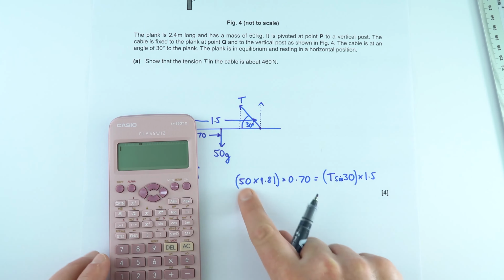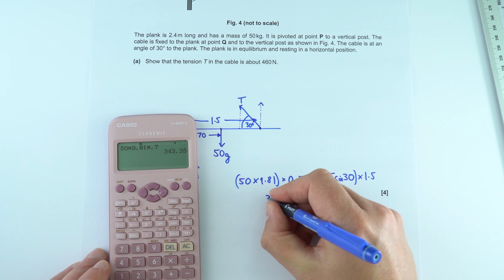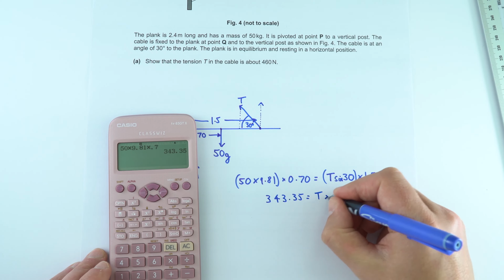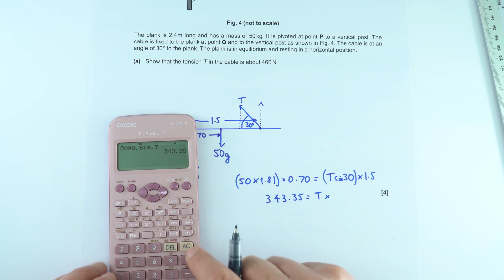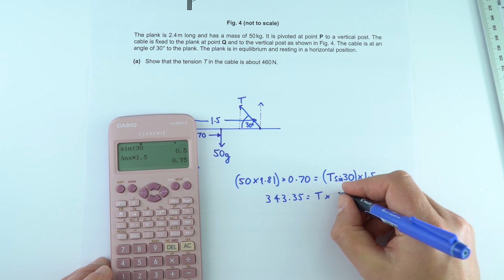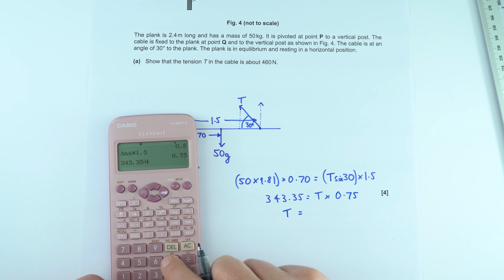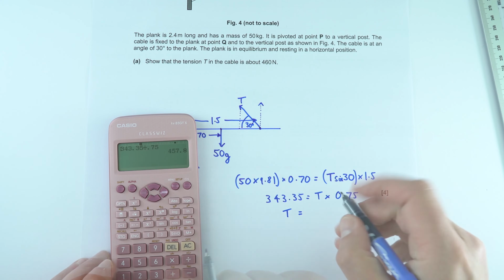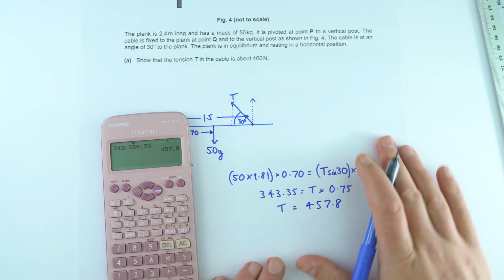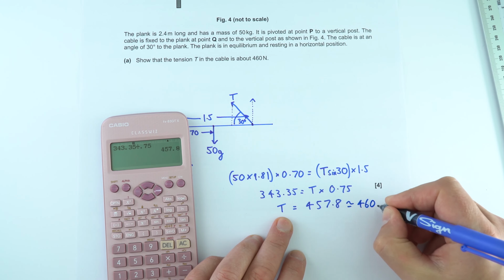But what I'm going to do on my calculator is just work out this side over here. So that's 50 times 9.81 times 0.7. So we can say that 343.35 is equal to T multiplied by sine 30 times 1.5. And sine 30 is a half, times 1.5 is equal to 0.75. So T is going to be equal to 343.35 divided by this answer, which is equal to 457.8. And what we're trying to do is show that this tension is about 460, so that's about 460 newtons.